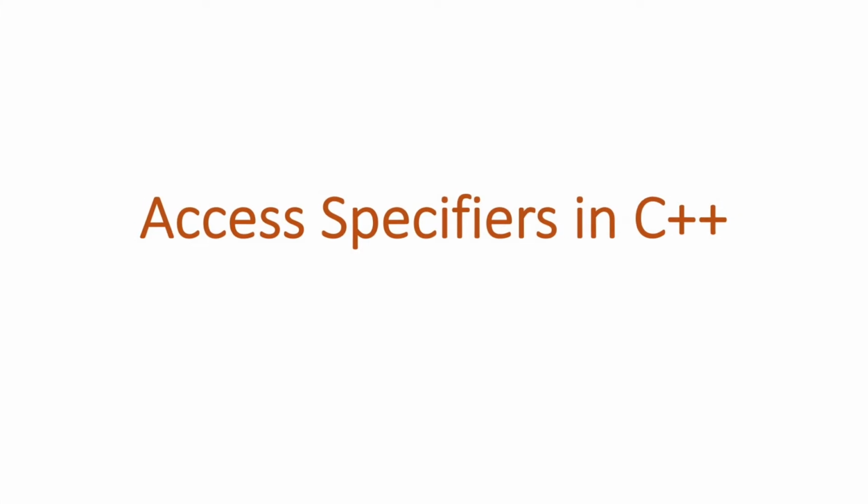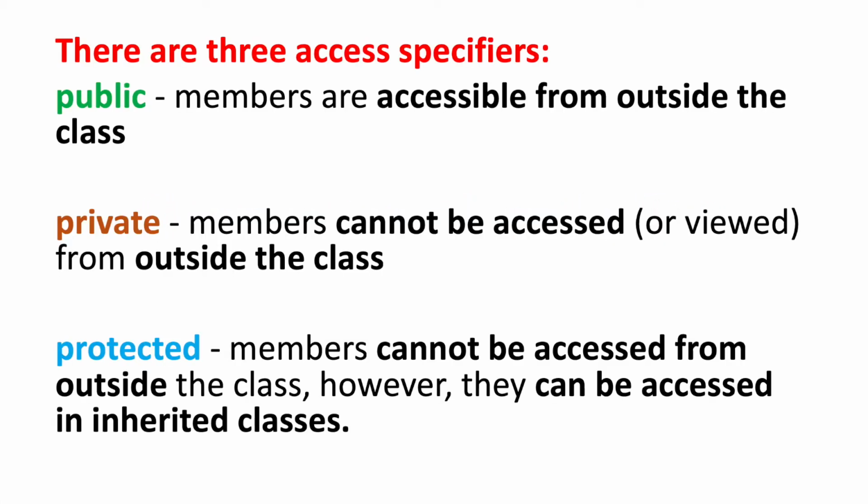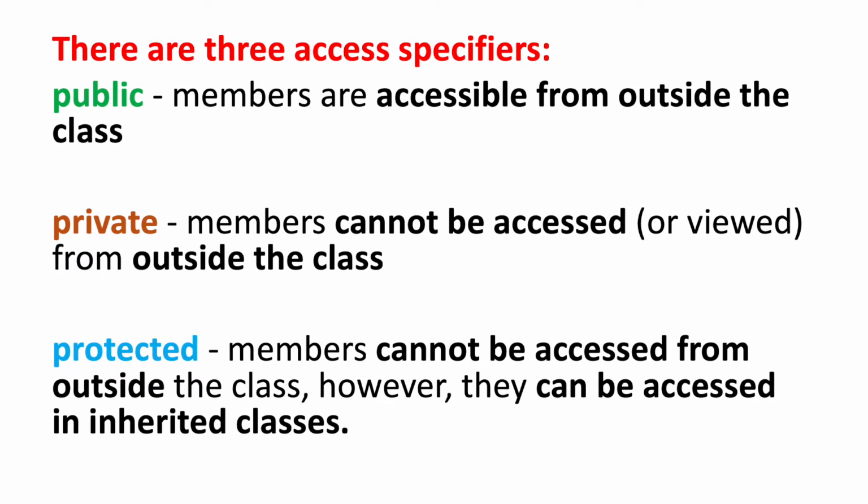So here we are going to see what the access specifiers in C++ are. You can see that there are three access specifiers in C++: one is public, the second is private, and the third is protected. Okay, so public members of a particular class.